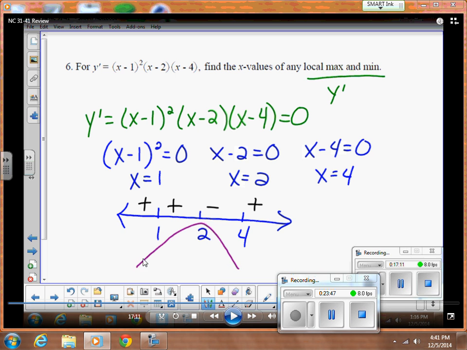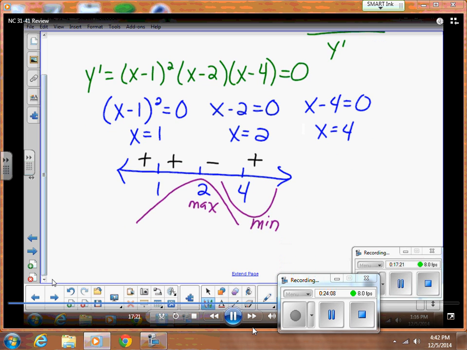At 2, it's going from increasing, then it switches to decreasing. So going from increasing to decreasing, what's being formed here? A maximum, a local max. Now, same thing on the other side. Going from decreasing, then it changes to increasing. So what's being formed there at the 4?